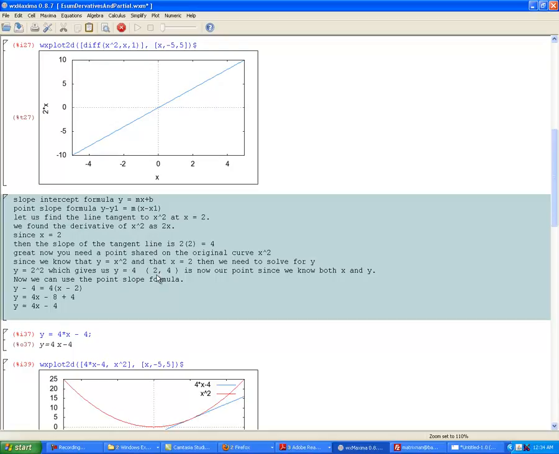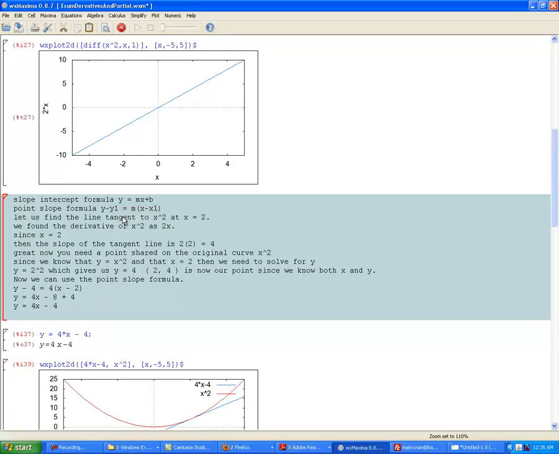Now we know our point is 2 for the x, because that's what we plugged in, and 4 for the y, because that's what we solved for. Since we know what both x and y are, that is now our point. Now we can use the point slope formula, which is this one right here. That's the point slope formula.